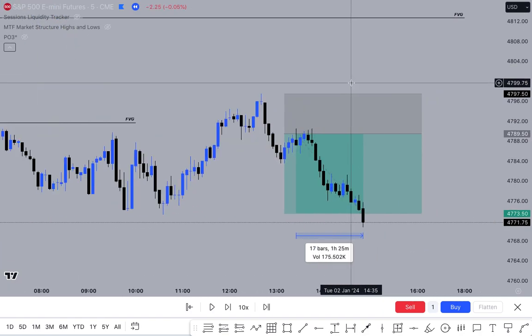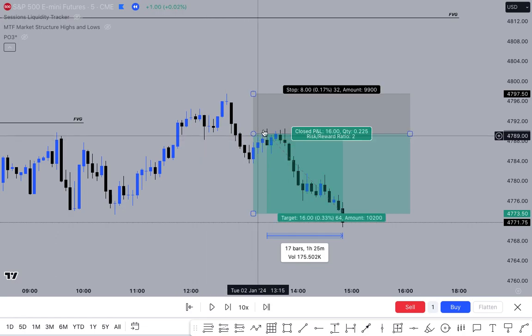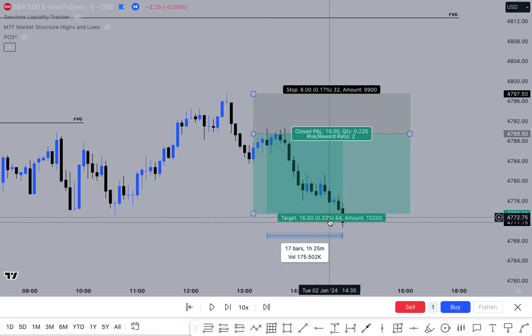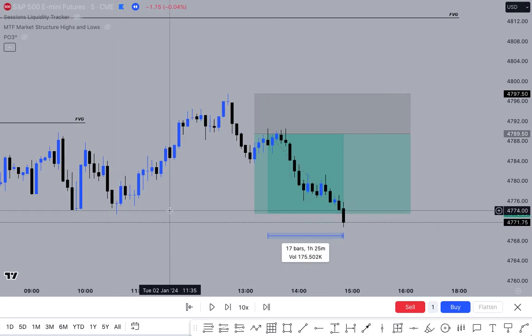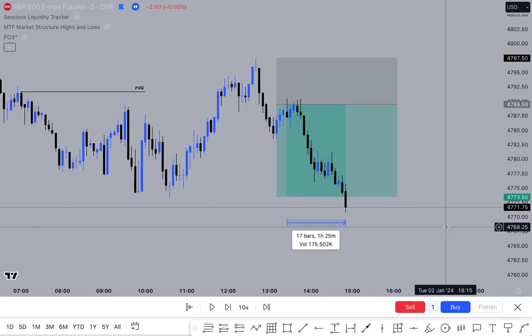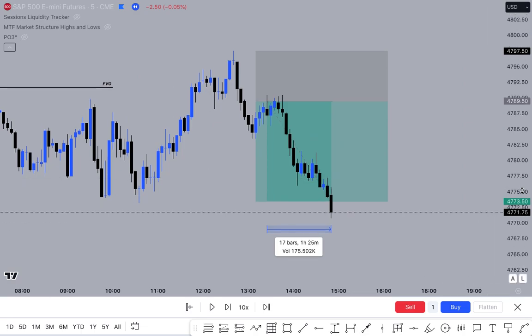And this trade played out perfectly. We got the market structure shift, which I had annotated before. Redelivered rebalanced price range, entry off there. Price smashes down to take out the New York AM low. And it happened within 1 hour and 25 minutes. A perfect market maker sell model on the E-mini S&P 500 on Tuesday, the 2nd of January 2024.